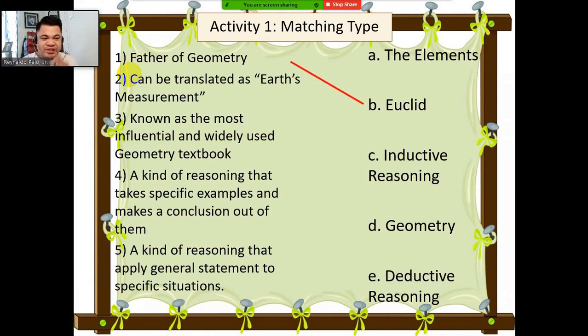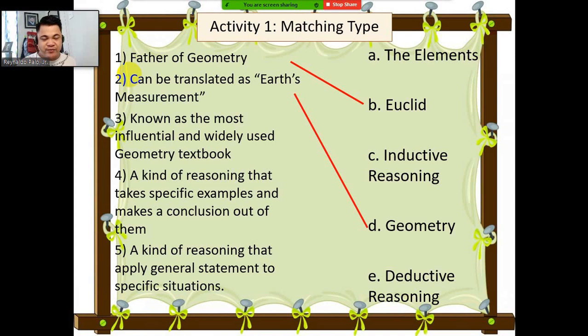Alright, so let's have number two. It can be translated as Earth's measurement. When you were still in elementary and even in lower years of high school, you were able to talk about the origin of this branch of math. So the answer to this question is what? It's geometry. It means Earth's measurement.